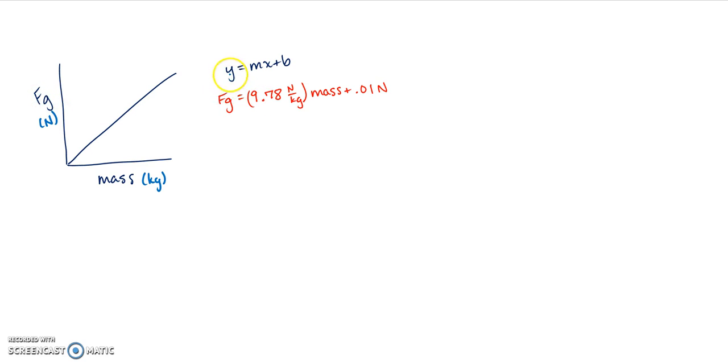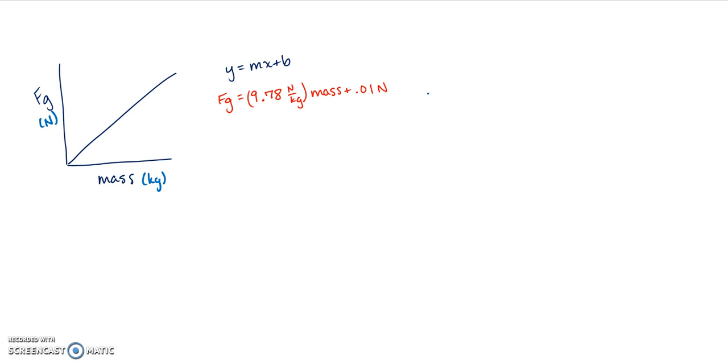On the y-axis was the force of gravity. The slope they came up with was 9.78 newtons per kilogram. Again, it's newtons per kilogram because newtons is on the y-axis, kilograms on the x-axis. And then the x value is mass, because that's the idea of living on the x-axis. And the y-intercept they came away with was 0.01 newtons.